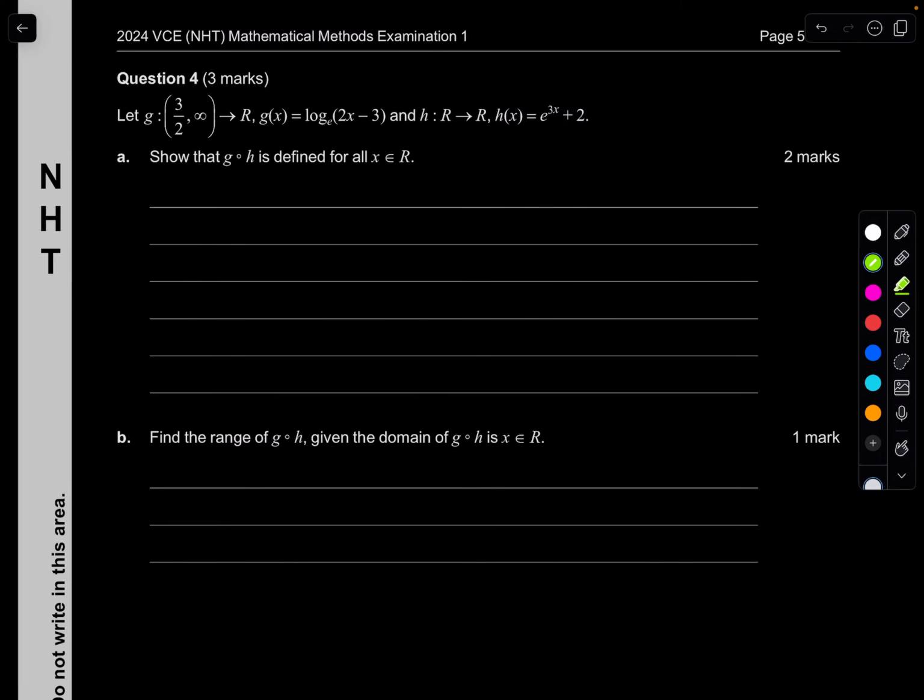So g of h of x, basically written, oh, oops, not the wrong thing. So that's the same as g of h of x. Now, for this composite function to be defined, it needs to meet this condition. So for it to exist, the range of the inside function, which in this case is h, must be a subset of the domain of the outer function, which in this case is g. And so what is the range of h?